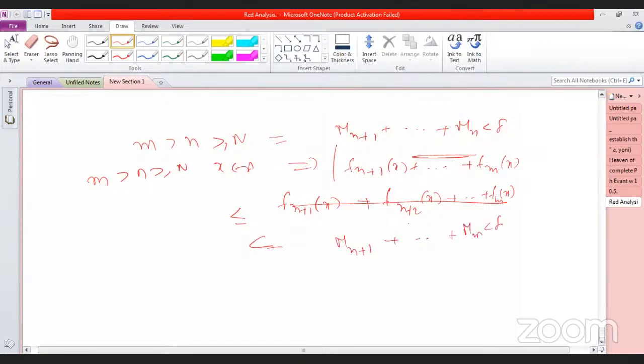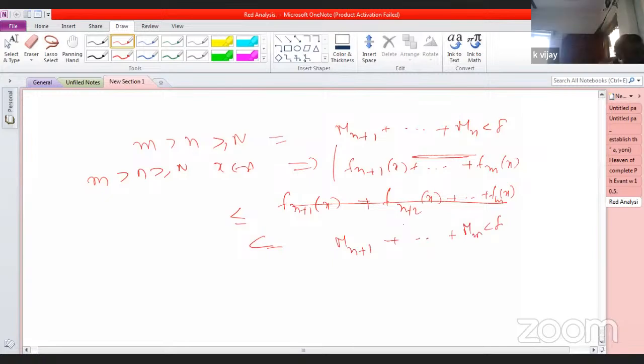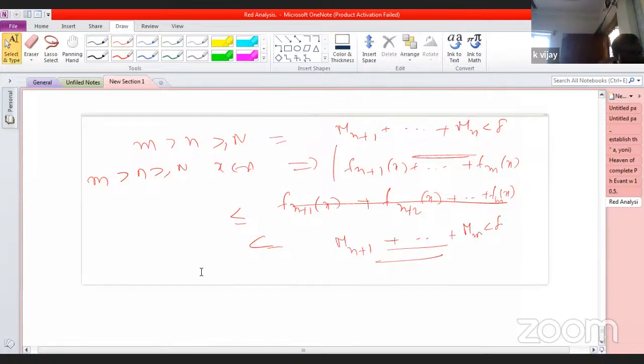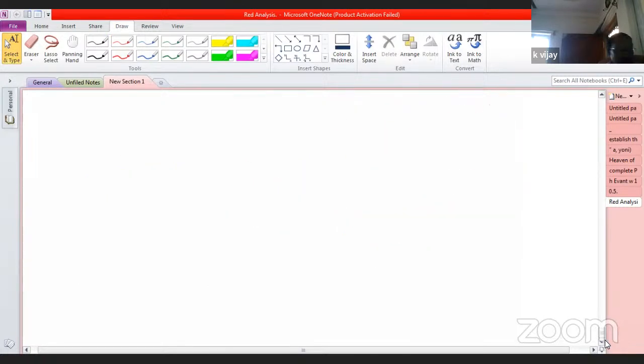By the Cauchy criterion, the series is consequently uniformly convergent. So the condition is satisfied by M of n plus 1, n plus 2, and so on, taking m greater than n, x belonging to the set. So we can write these conditions as less than or equal to M of n plus 1 and so on plus M of m, less than delta. This is called the Weierstrass M test.